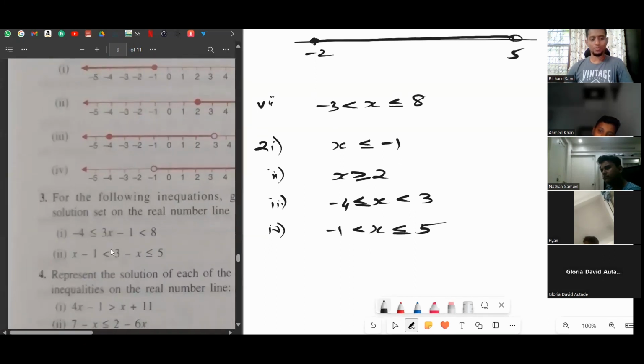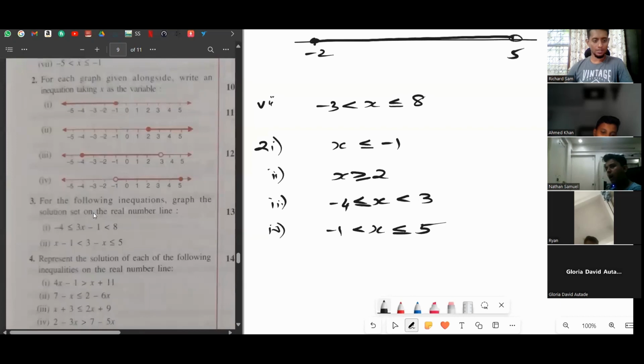In your book, it's question number 4. Here it is 3. Look at this. For the following inequations, graph the solution set on the real number line. And see here it is -4 less than equal to 3x minus 1 less than 8. How many of you know how to solve this?